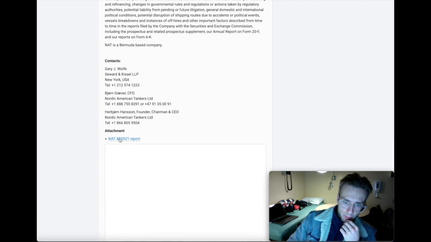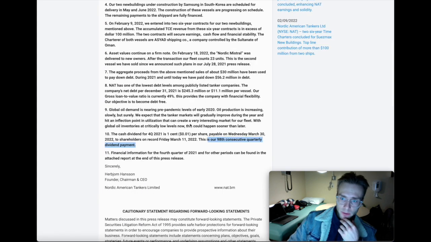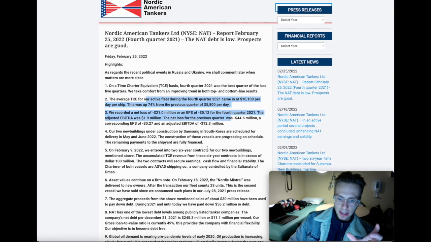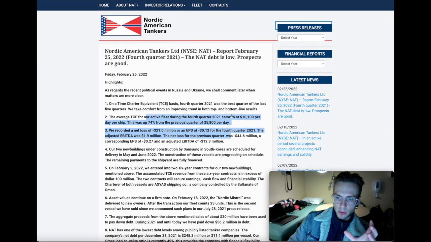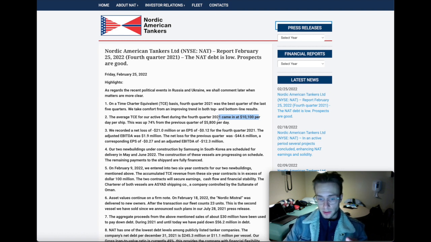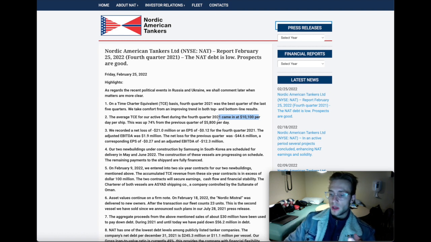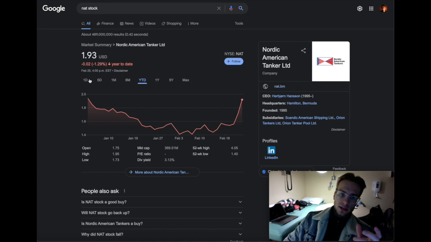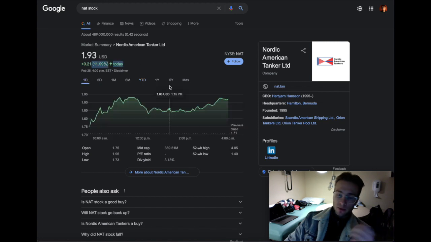And here's the full report as an attachment if you want to check it out. But basically, that's what I wanted to go over: these main points and what my thoughts are. Again, they haven't had time chartered equivalent rates of $10,100, which still makes them negative for over five quarters, so over a year and a quarter. So this is a significant improvement in their position, and that's why the stock has shot up by about 12% today.